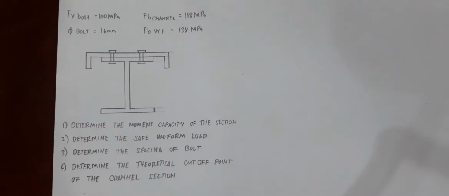Next is to determine the safe uniform load which the section can carry, and then we call this one built-up section rather, not composite. Okay, for the built-up section. Then you have here number 3, determine the spacing of the bolt. And then number 4 is determine the theoretical cutoff point of the channel. Okay, I think we do not have a span for this one. We'll just assume a span later on.